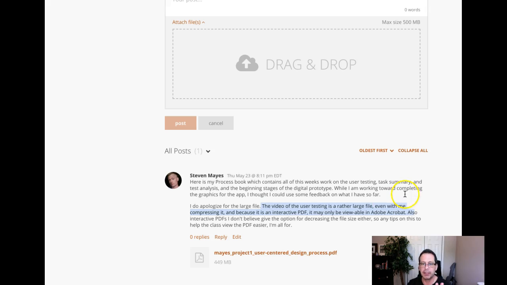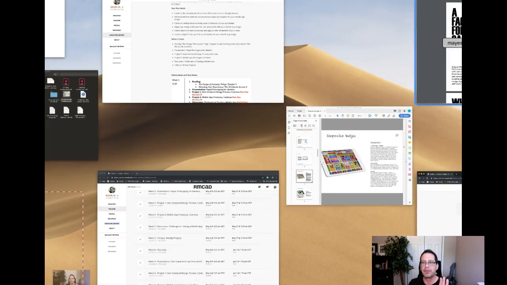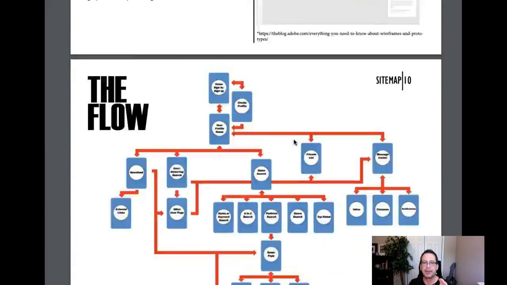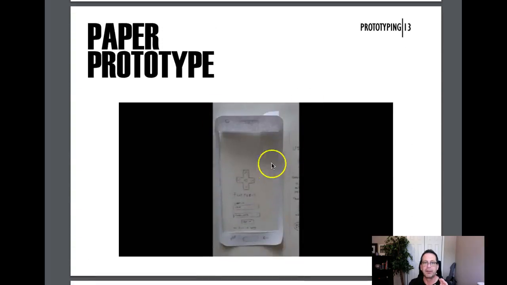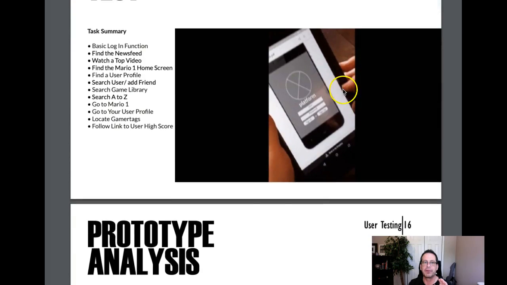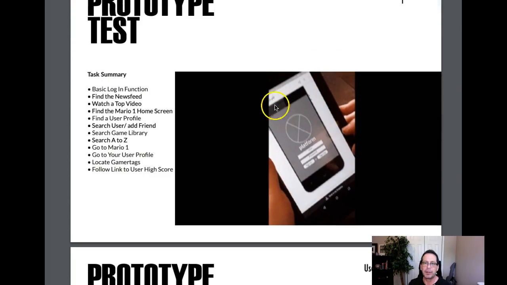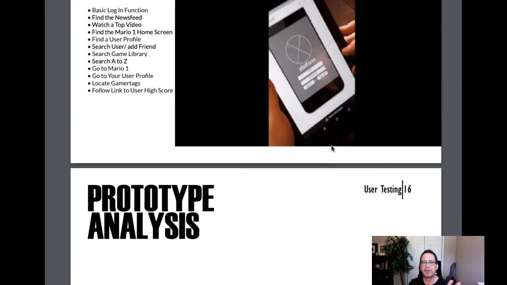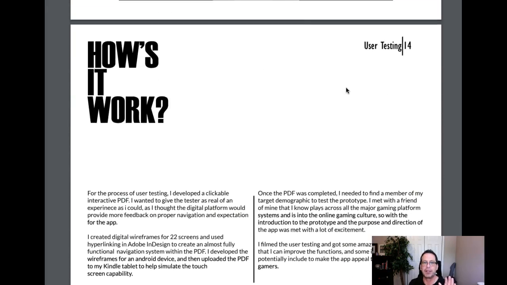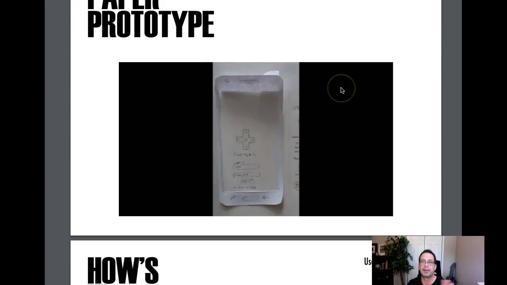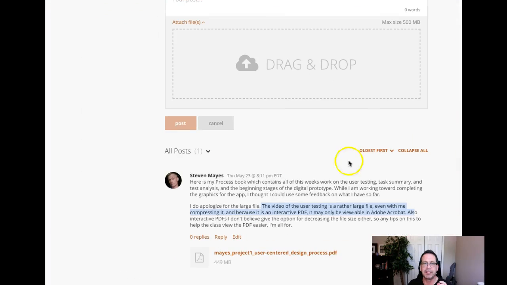Now, what I'm seeing here is that you've got a couple of images of the prototypes going on. I think this is a paper prototype, and then over here seems to be more of a digital prototype with a paper. I'm not sure exactly what that image is depicting, but the point is I don't see the video. You said you had embedded a video of user testing, which I think is a great idea, but I'm not seeing that video in the presentation. It says the video of the user testing is a rather large file.